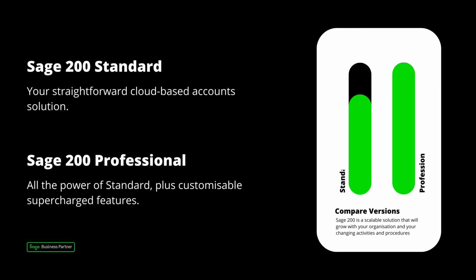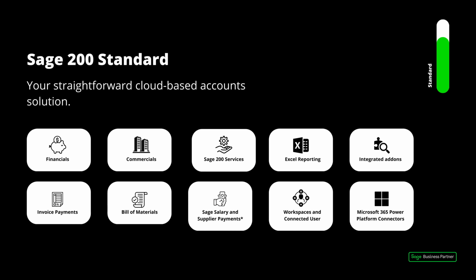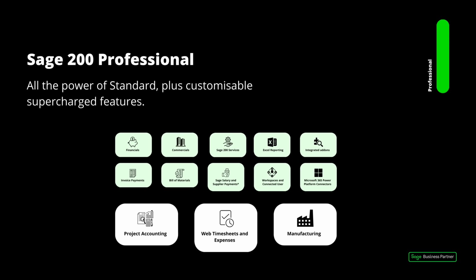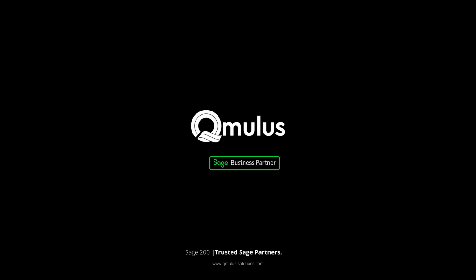Sage 200 comes in two versions. Sage 200 Standard is a cloud-based accounting solution with the essential financial and stock capabilities. Sage 200 Professional offers all the power of Standard, plus supercharged features for more complex processes.